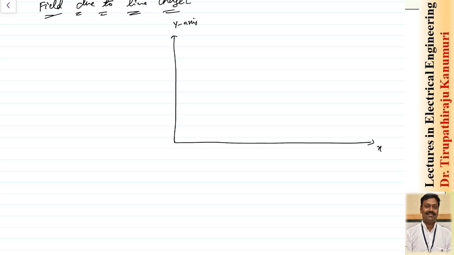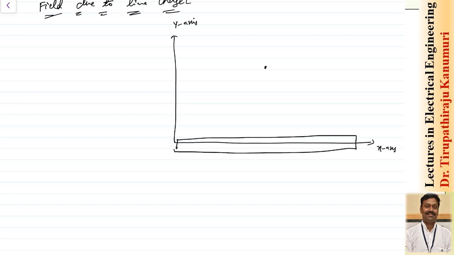So this is the y-axis and this is the x-axis. Here I am only making the derivation. The remaining theory you please download from there. So this is my line charge. Let us assume the line charge is here, which is having rho L coulombs per meter. This line charge is there.